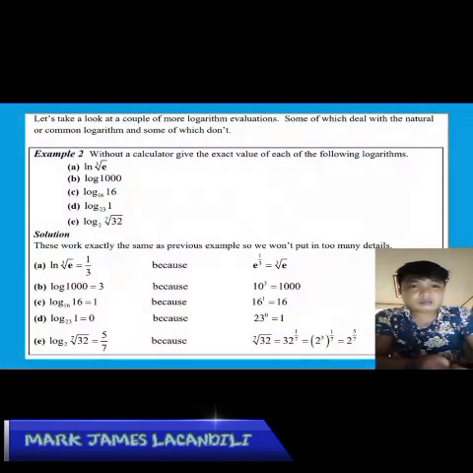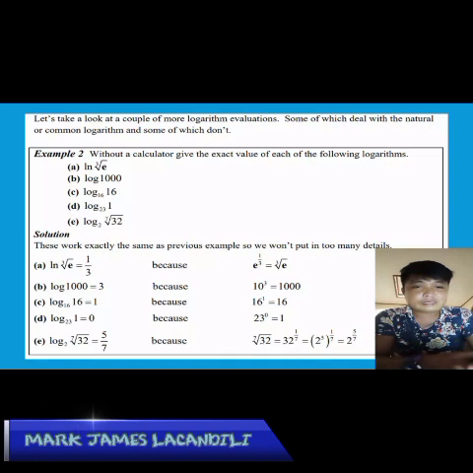Let's take a look at a couple more logarithm evaluations, some of which deal with the natural or common logarithm and some of which don't. Sample: without a calculator, give the exact value of each of the following logarithms. Letter A is ln of the cube root of e. Letter B, log of 1000. Letter C, log base 16 of 16. Letter D, log base 23 of 1. Letter E, log base 2 of the 7th root of 32.